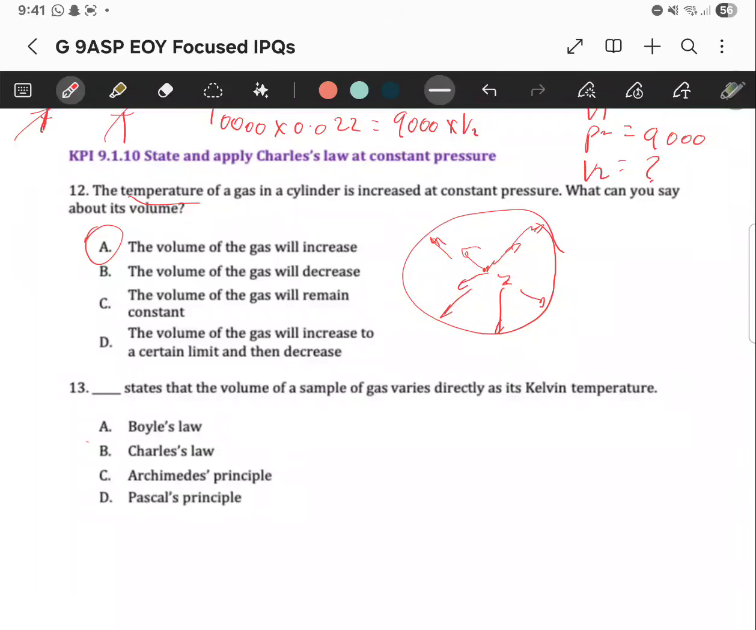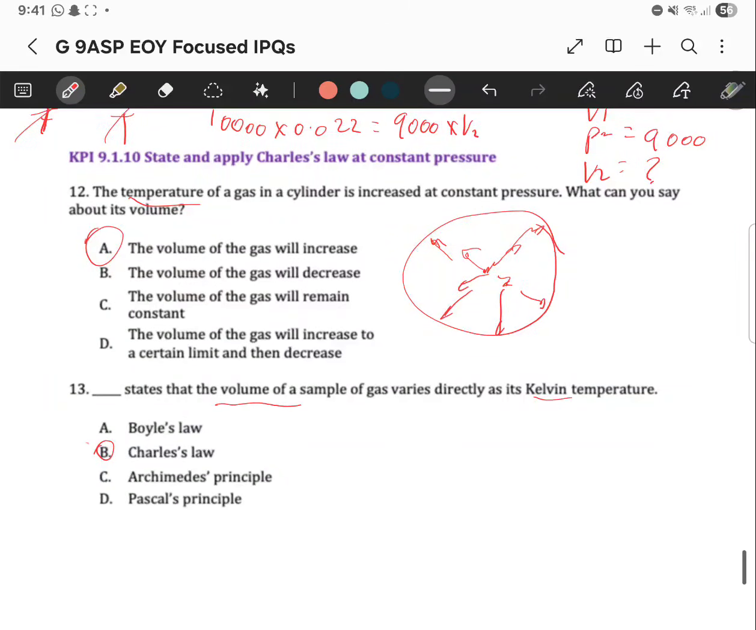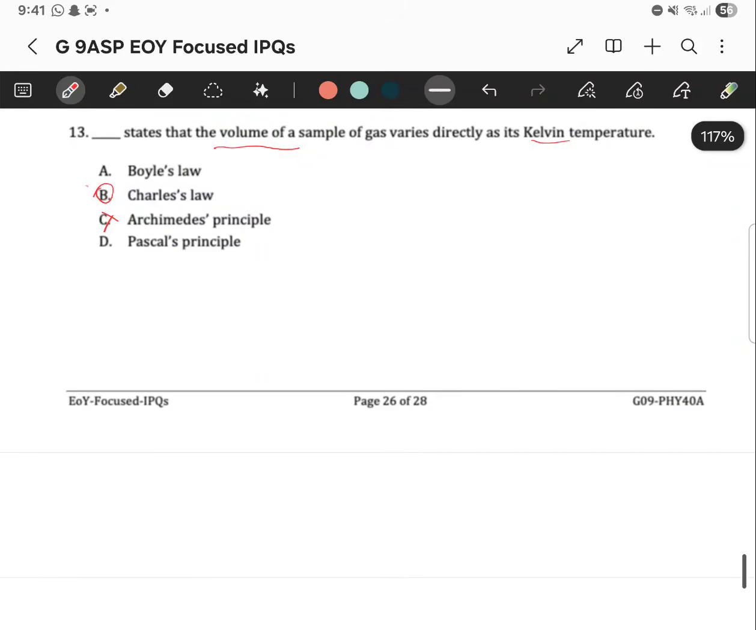Something talks about the gas, sample of gas varies directly with its temperature. So what we're talking about, volume and temperature. Volume and temperature is simply Charles's law. Archimedes' principle was cancelled, which is nice. We don't need to know it. Law of flotation. Pascal's principle was also... No, it's not cancelled, actually. That's coming. That's to do with force over area and stuff. Boyle's law is the other one. What's that again? I think that's the PV formula. Very good. Okay.